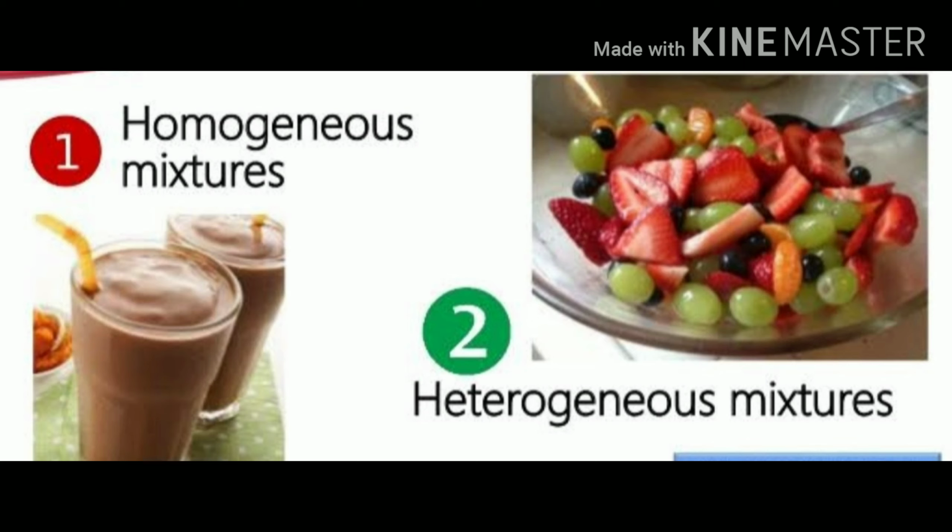If you look at the second one, the example for heterogeneous mixture, it is a combination of fruits into a fruit salad. So you can easily pick out the grapes, the orange, strawberry, etc. So that is why it comes under heterogeneous mixture.